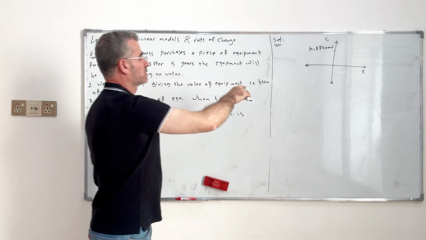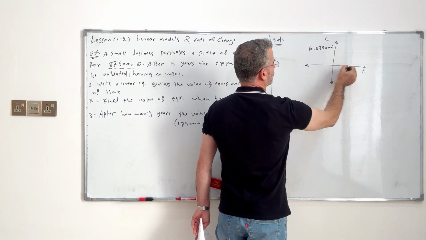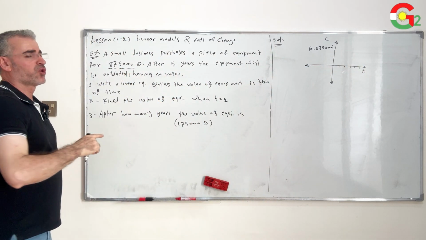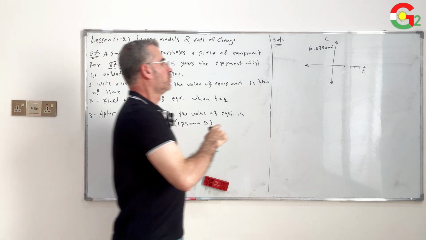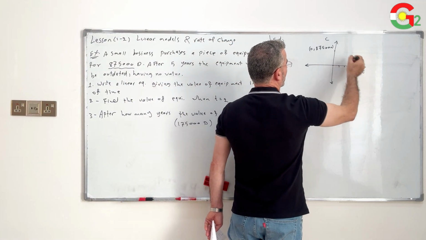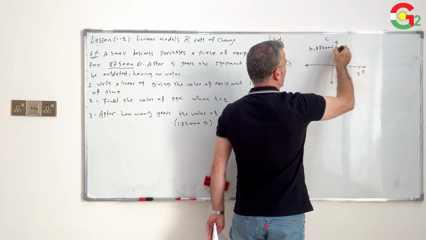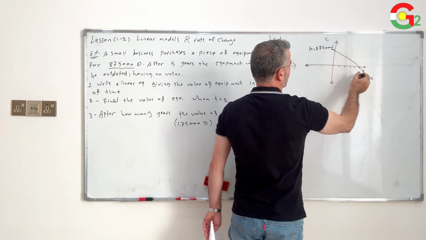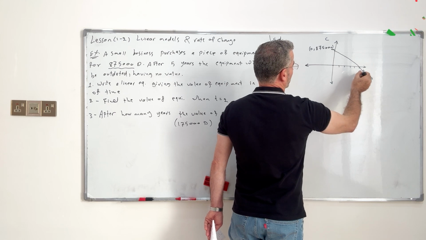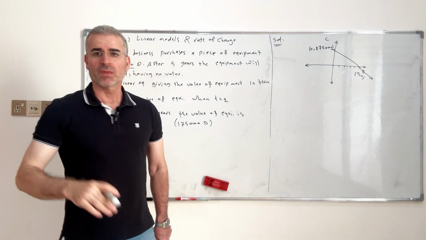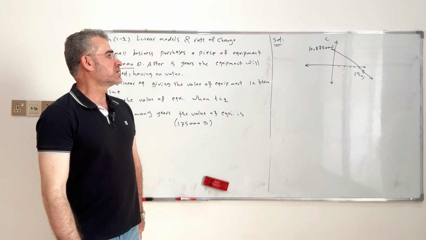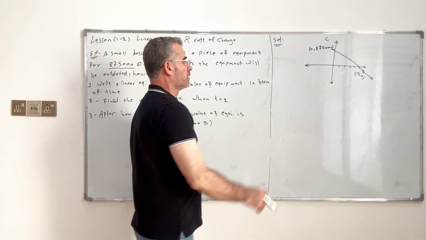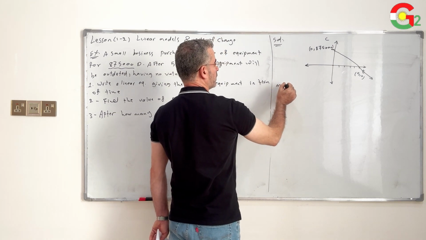After 5 years, 1, 2, 3, 4, 5, the value of equipment will be 0. Then I want to find the equation of this line. The coordinate of this point is (5, 0). I have 2 points placed on the line, so I can easily find the equation of this line.